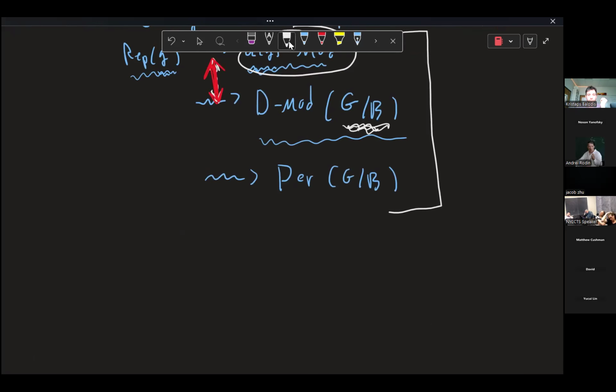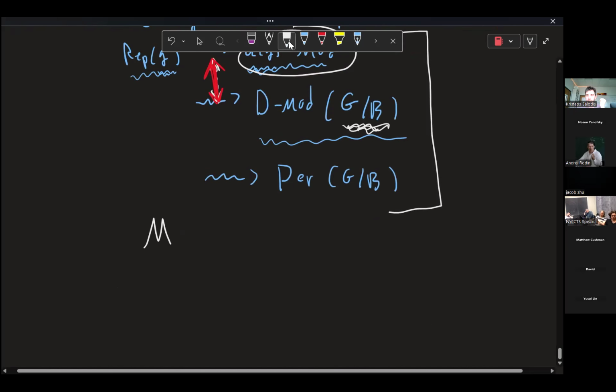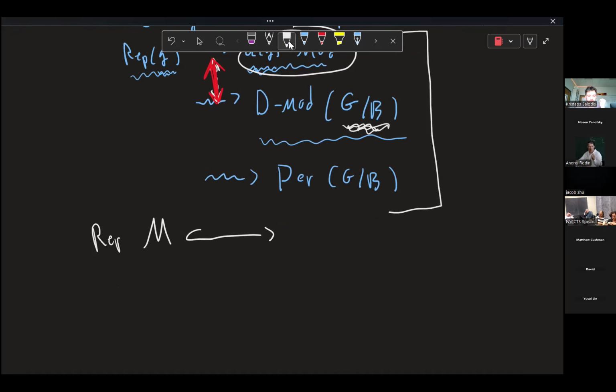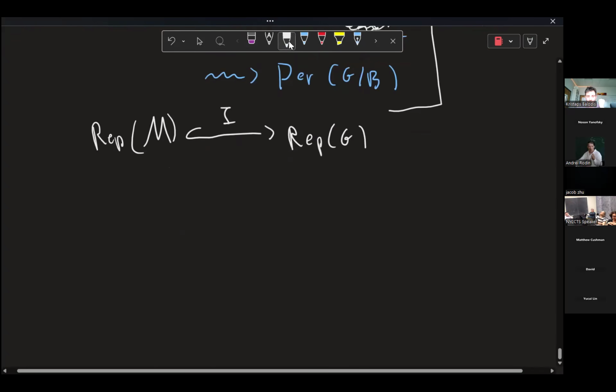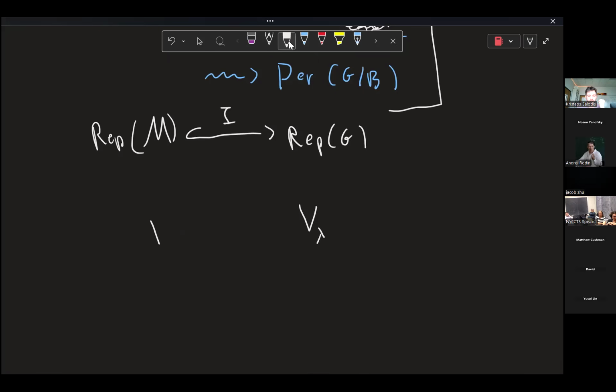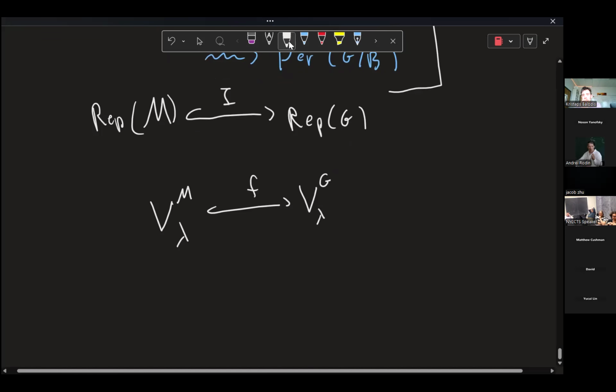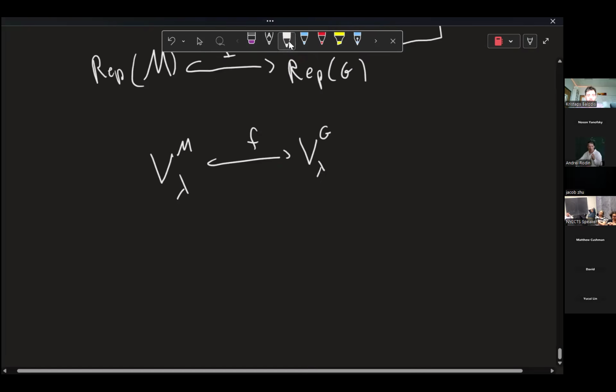So I have some subgroup M of my group G. My induction functor takes me between the categories of representations. And conversely, if I have this Vogan variety for my group G, I also have a similar Vogan variety for the group M, and I have an inclusion. It turns out that one variety embeds in the other.